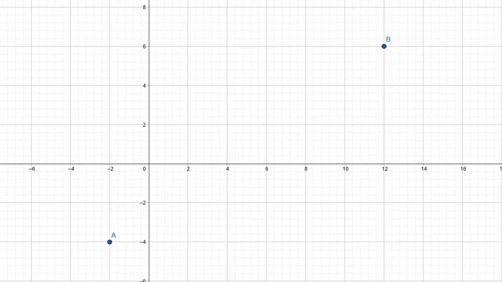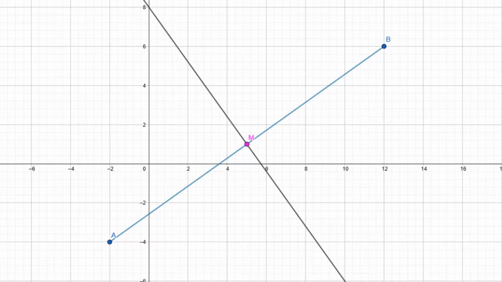Suppose once again that we have 2 points, A and B, and let's look at the line segment that joins those 2 points. If M is the midpoint of that line segment, then the perpendicular bisector of A and B is the straight line which passes through M and is perpendicular to the line segment AB. Our mission is to work out how to calculate the equation of the perpendicular bisector of 2 points.